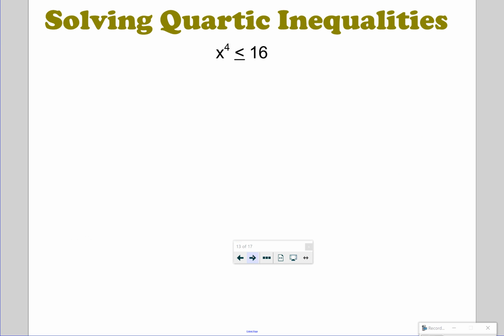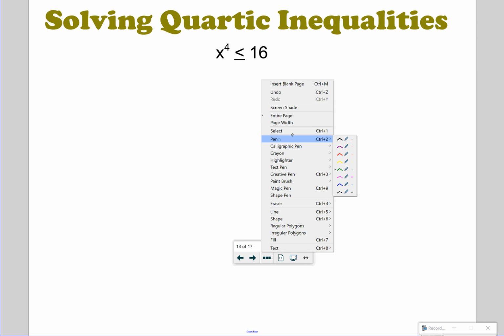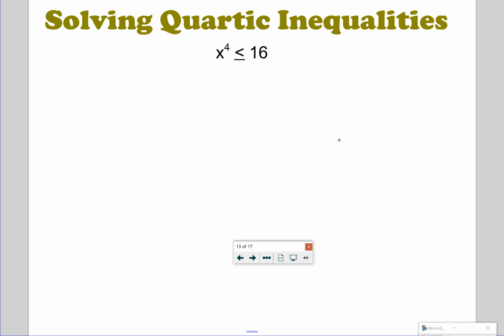Okay, let's look at a quartic problem. Let's make it a little bit bigger now. So I'm going to get it equal to 0, or compared to 0. So I'm going to move my 16 over to the left to start. X to the 4th minus 16 less than or equal to 0. And then I'm going to factor this. This is an example of difference of squares. Two things that I can take the square root of, and they'll factor into conjugates, one plus and one minus.